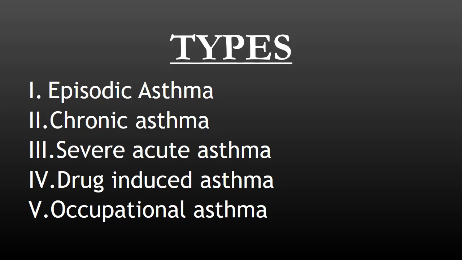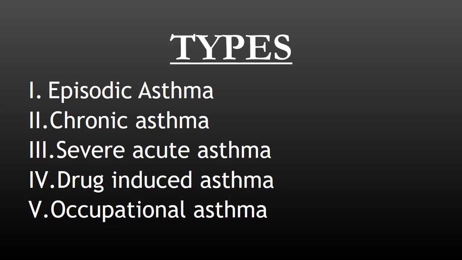Severe acute asthma. This term describes a life-threatening attack of asthma. Acute and chronic both types may lead to severe acute asthma. It is a state of continuous or prolonged attack of asthma associated with severe respiratory distress and arterial hypoxemia. The respiratory symptoms are tachycardia, sweating, and central cyanosis.